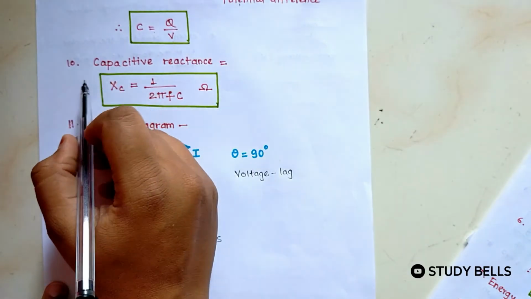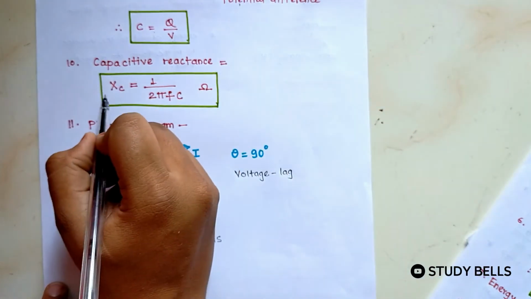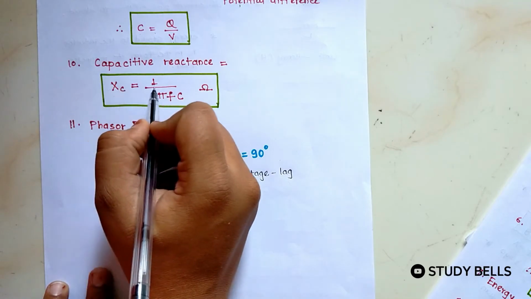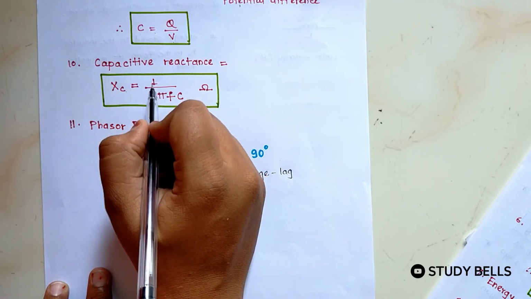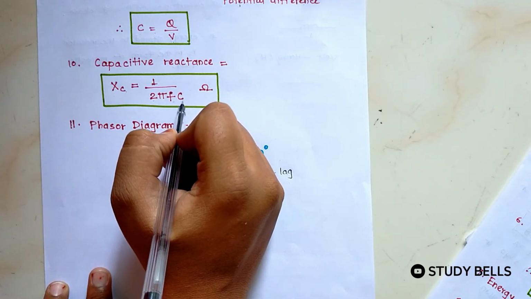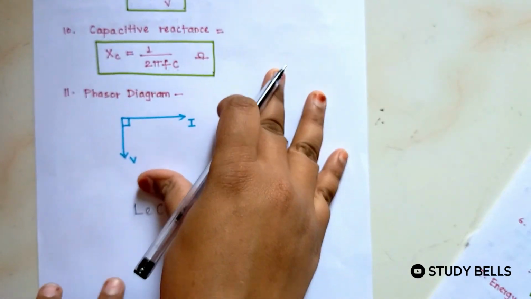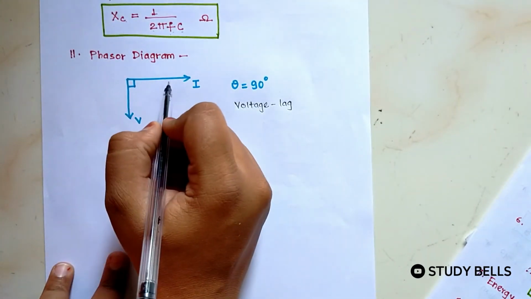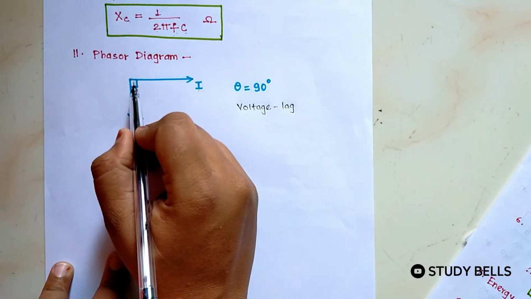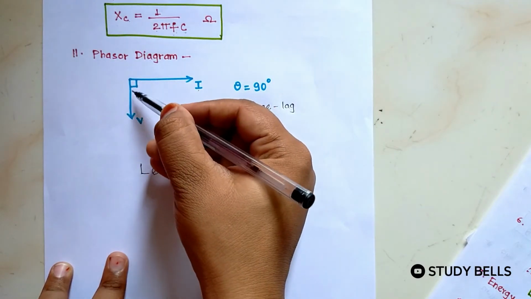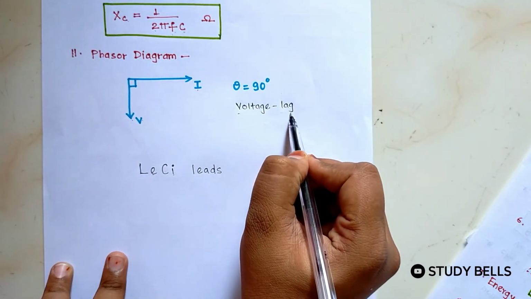Now capacitive reactance. As we see in inductive reactance, here capacitive reactance, which is denoted by Xc, having the formula 1 by 2 pi Fc, where F is frequency, C is capacitance. Phasor diagram for capacitor. Here on x-axis current, on y-axis voltage, but here voltage is on negative side, that is voltage lags here.